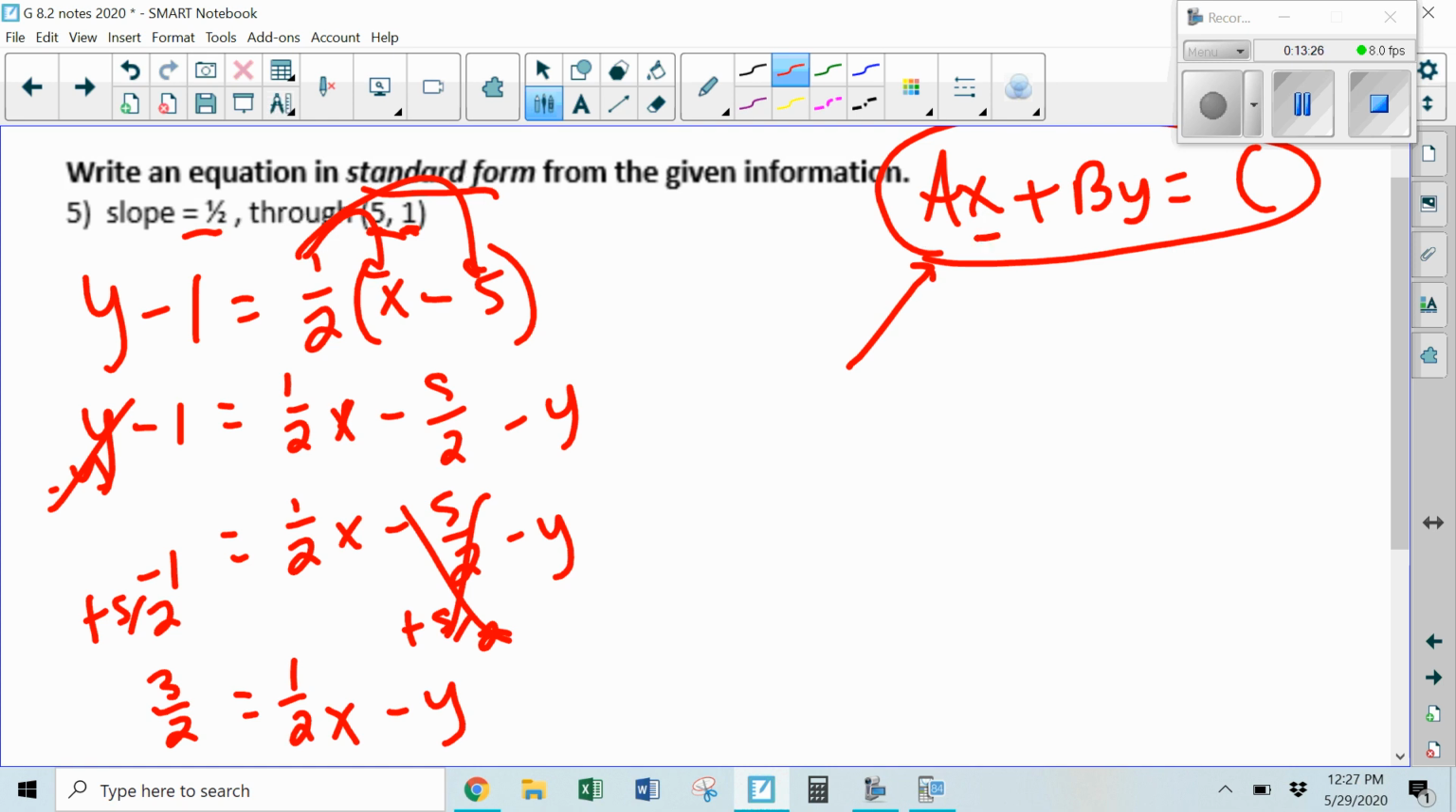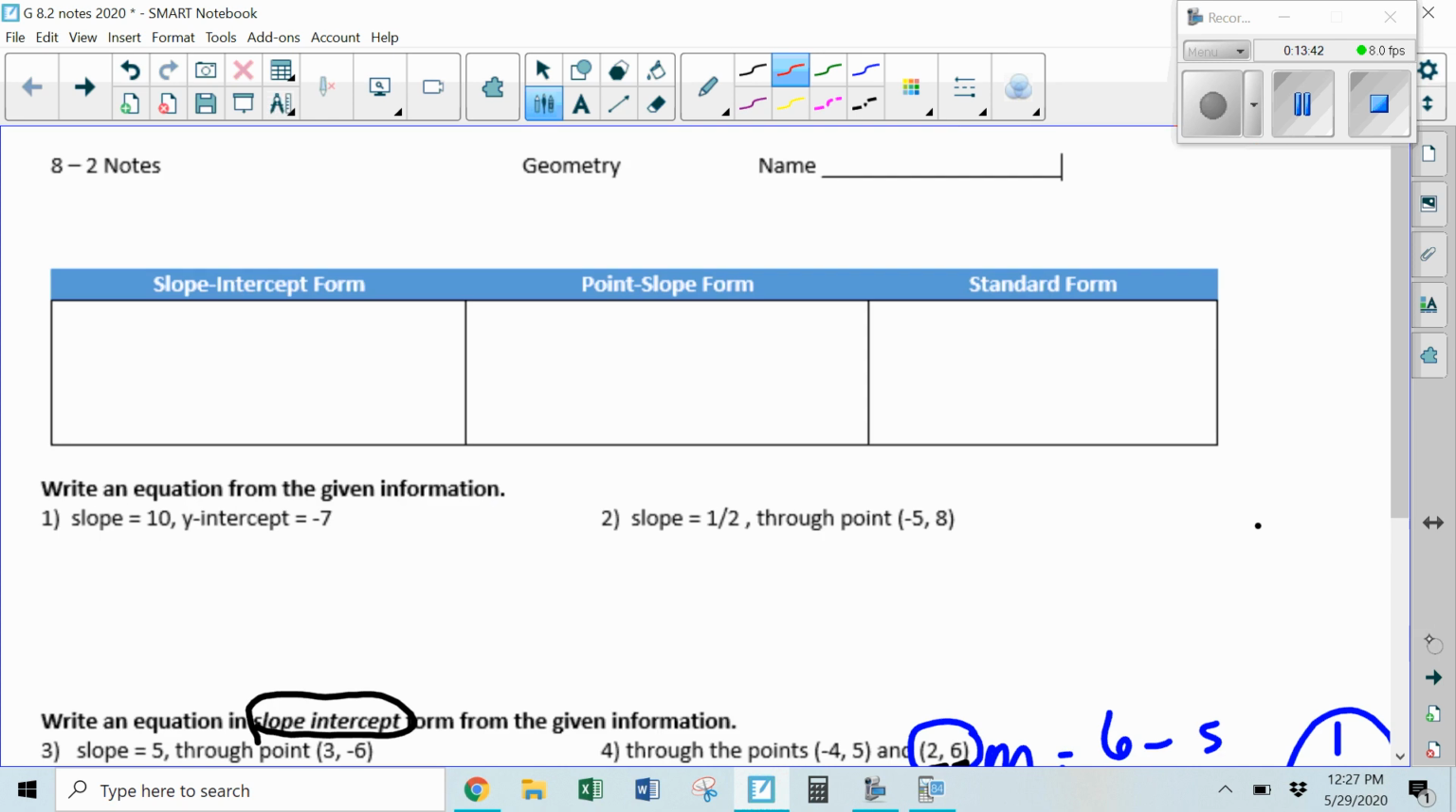Your x and your y terms are on the same side, and all other numbers are combined on the other side. Now, before we circle this as our final answer, there's 3 things that always have to happen when you're in standard form. So if you'll go back to the very first page where I had this written down, I need you to write some things here about standard form. There's some rules we have to follow. Here's the rules. Number 1, a must be positive.